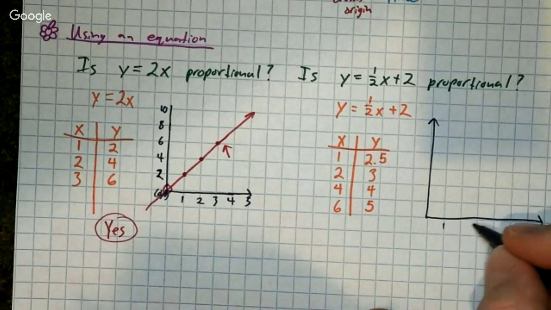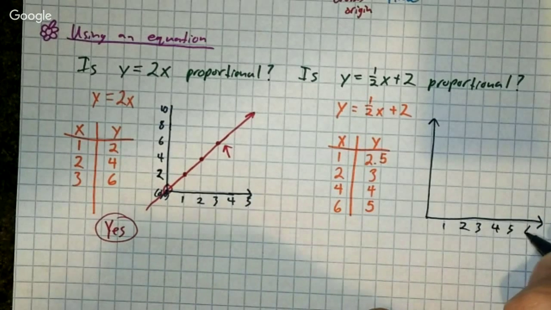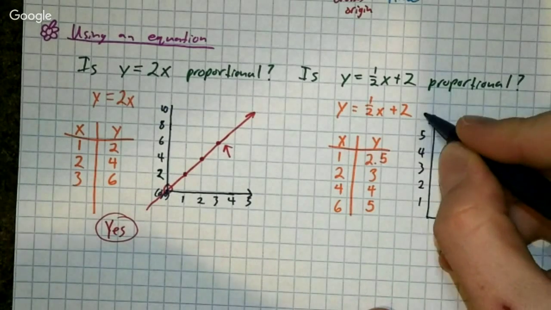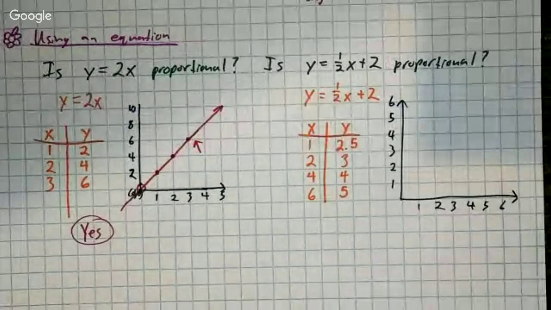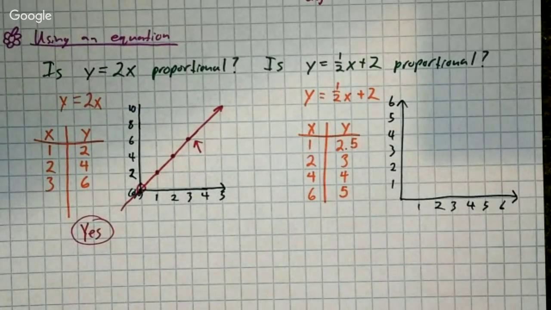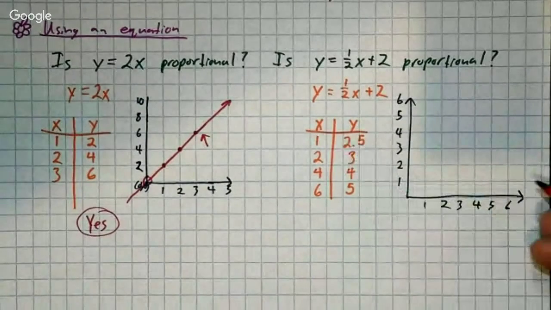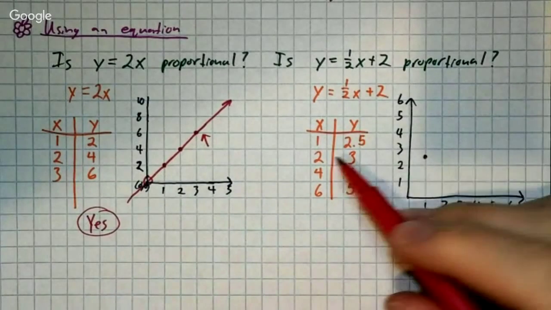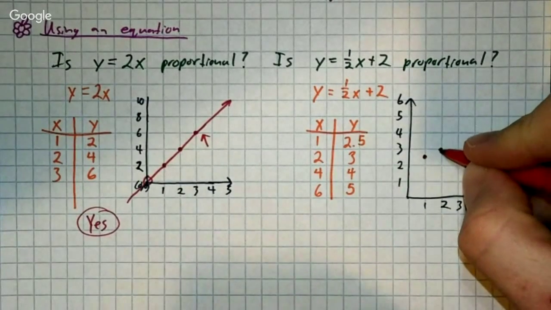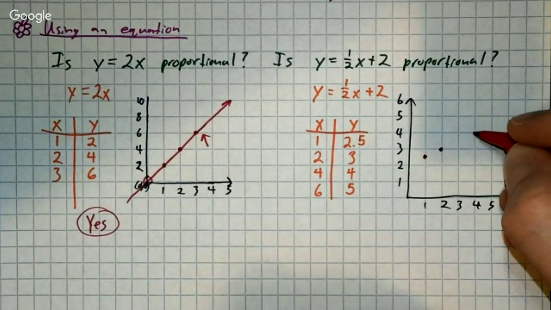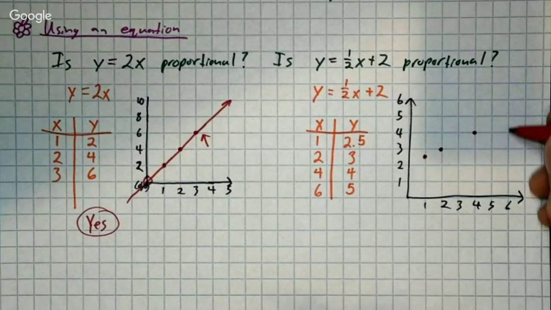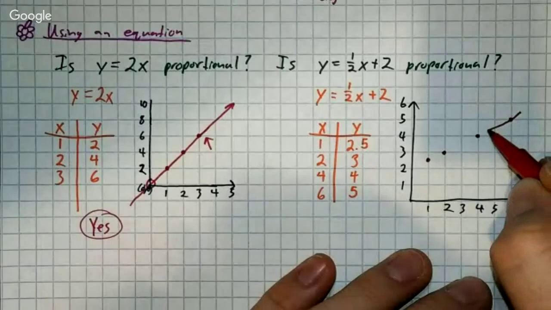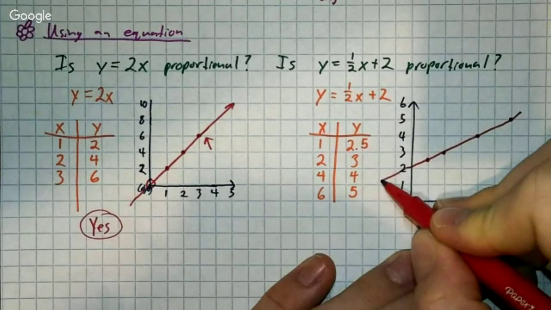Along the bottom, I'm going to say 1, 2, 3, 4, 5, 6. Along the top, we'll do the same thing. 1, 2, 3, 4, 5, and that's 6 up there. Okay, let's go ahead and get our ordered pairs in and see if this is proportional. 1 is to 2.5. 2, 3. 4, 4. 6, 5. Okay, now let's connect these dots, and try and keep it straight.